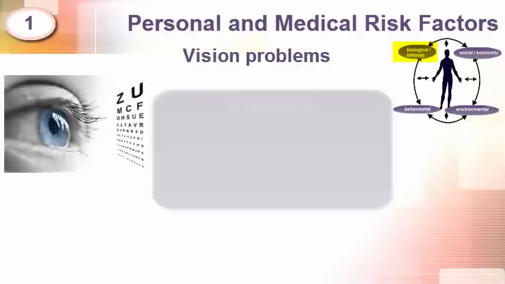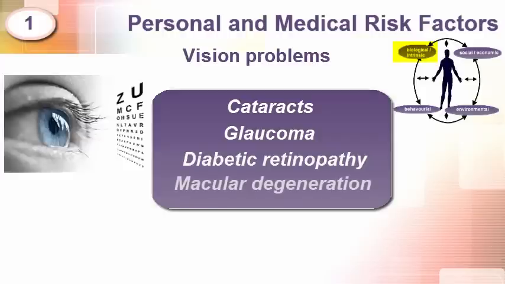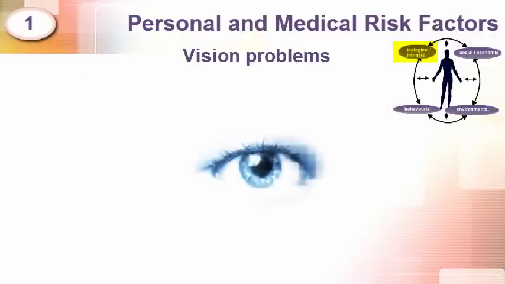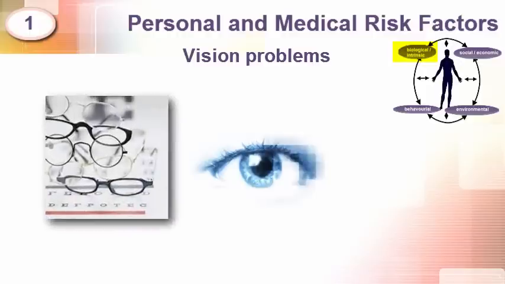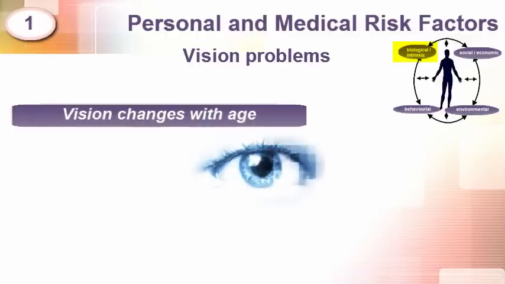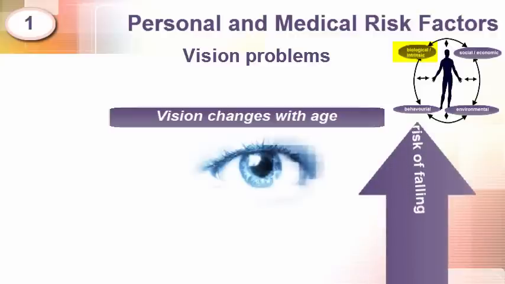Vision problems like cataracts, glaucoma, diabetic retinopathy, and macular degeneration can affect balance. If an individual can't see clearly, they are more at risk for tripping or slipping. In addition, glare intolerance, new glasses, or multifocal lenses can create visual problems. Vision changes with age and can be affected by disease. These changes increase the risk of falling.